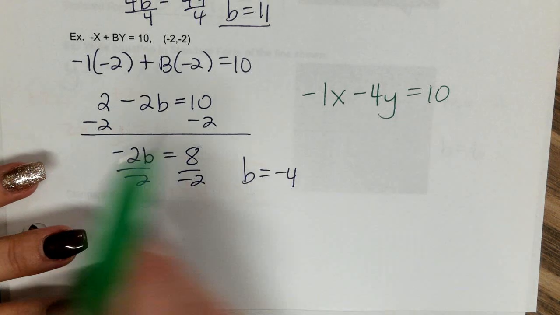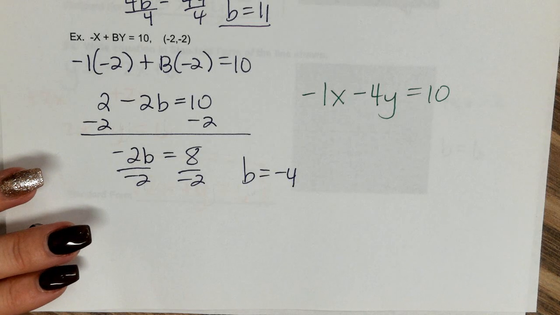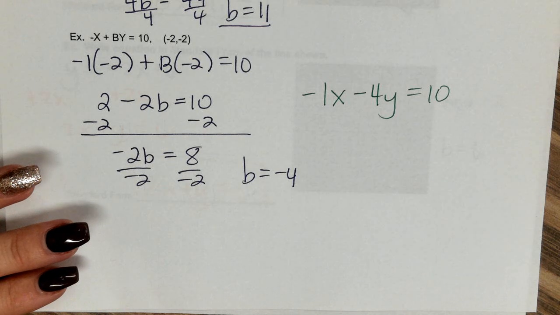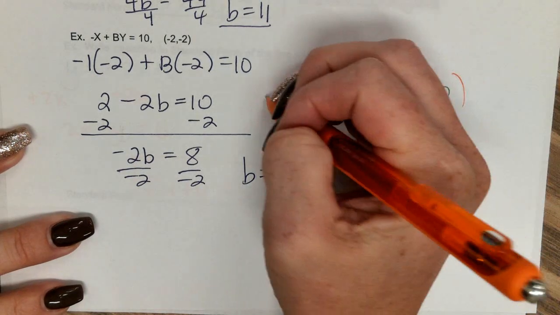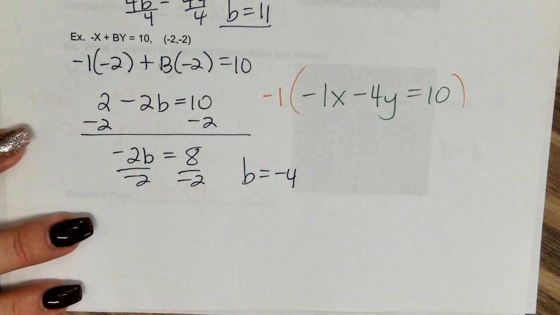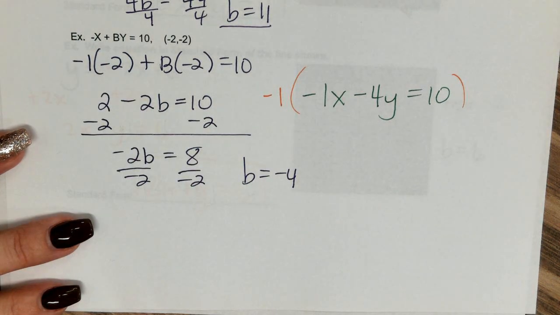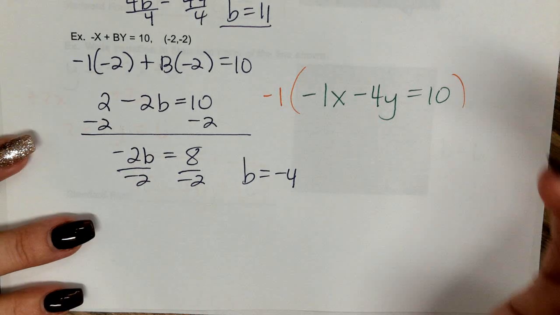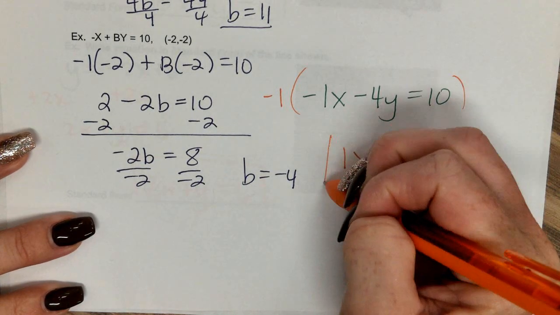Now, is this a good final answer? No. So how could I get rid of the negative? Divide or multiply everything by negative 1. So when you do that, you're just changing everything's sign to the opposite. Because right here that's negative x, which is negative 1x. Got it? Okay, so when I change everything, it would become 1x plus 4y equals negative 10.